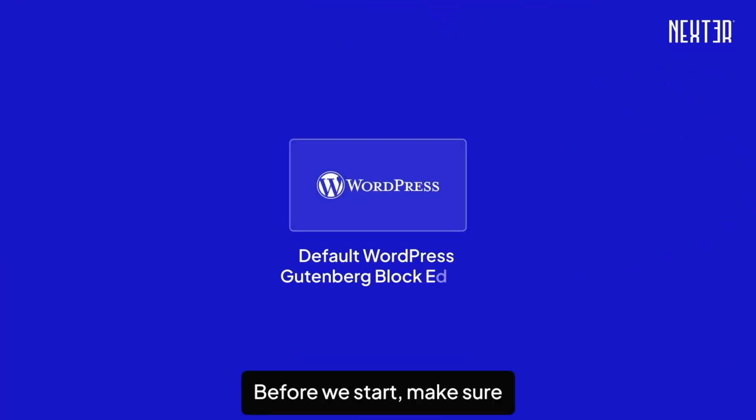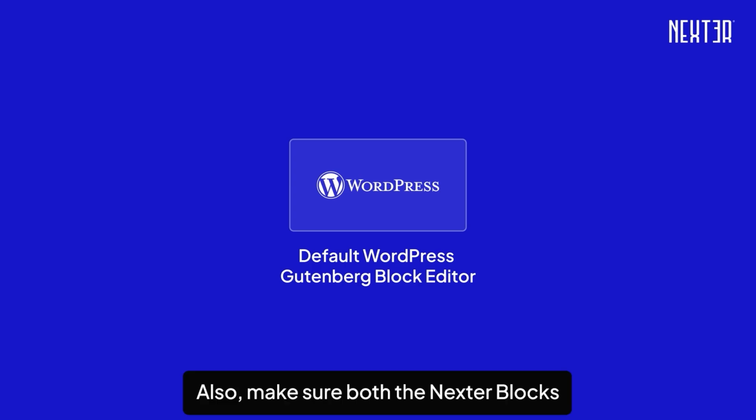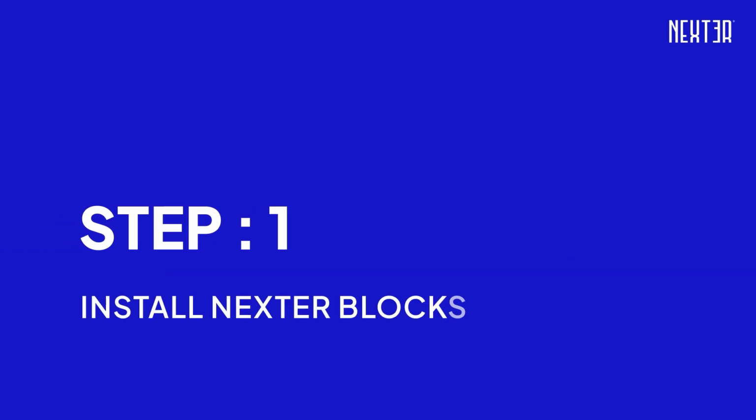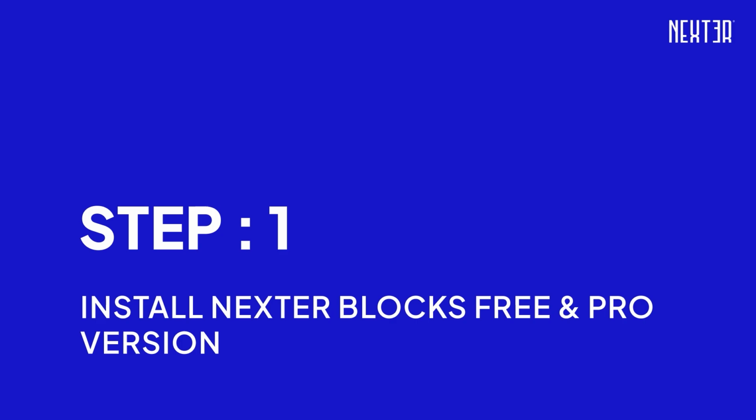Before we start, make sure the default WordPress Gutenberg block editor is active on your site. Also make sure both the Nextr Block Free and Pro plugin are installed and activated on your site. Step 1. Install both the Nextr Block Free and Pro plugin.